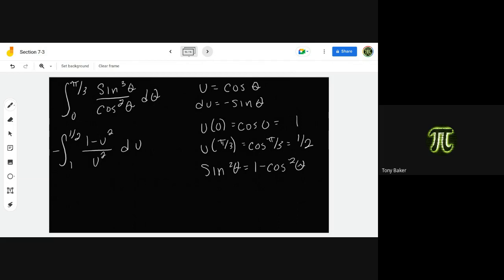All right. So what can we do to make this a little simpler to integrate? Yeah, we can change the signs. We can switch this over. So this is going to go from 1/2 to 1. We also can clean this up. So this is the same thing as saying u to the negative second minus 1, because we can divide both of those. So my integral is negative 1 over u minus u. And we're doing it from 1/2 to 1.